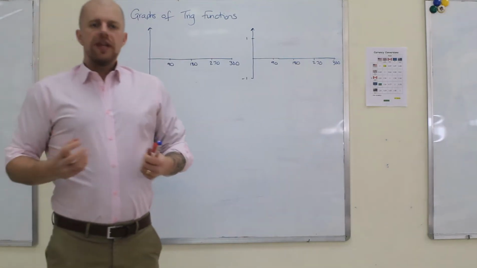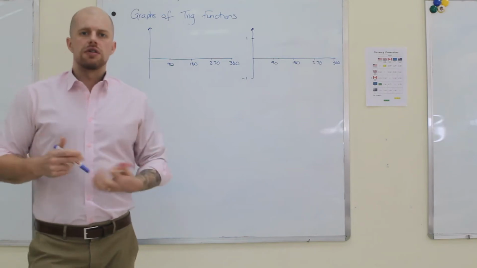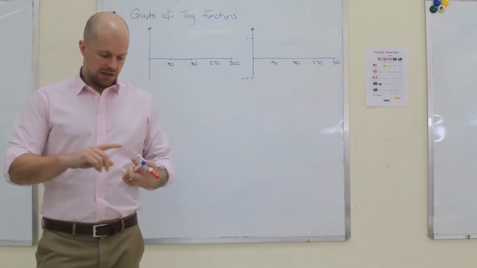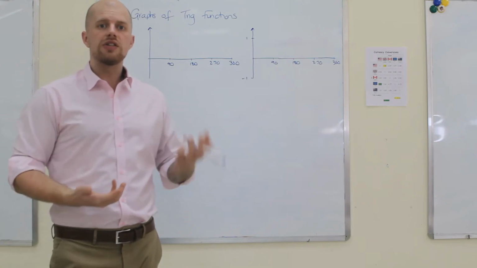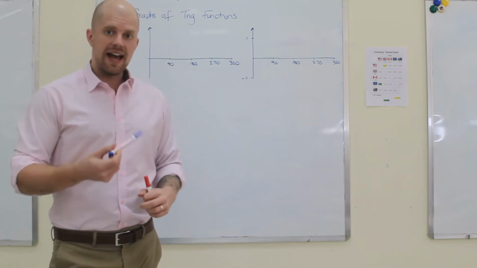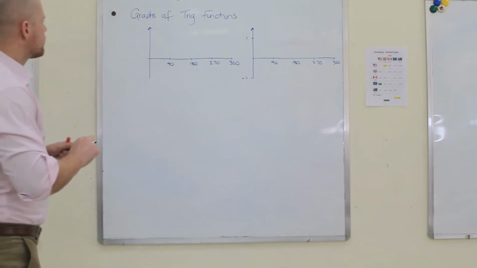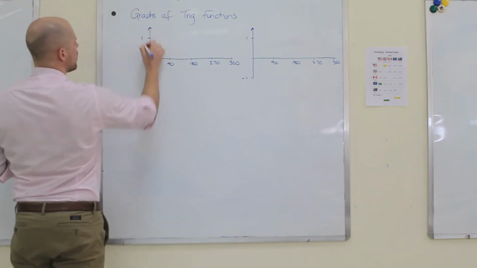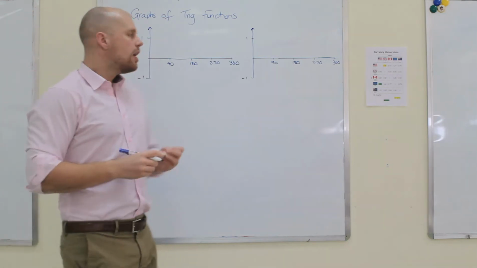In this video, we are going to be looking at the graphs of trigonometric functions at GCSE level. We're going to look at sine and cosine. We're going to solve equations using the graph, and then at the end I'll introduce the tan function as well. The sine graph and the cosine graph are almost identical.